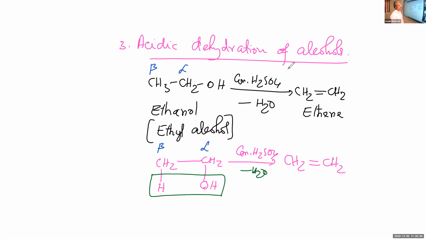Dehydrohalogenation of alkyl halides or dehydration of alcohols. These two are examples of the beta elimination reaction. Okay. Now let us see the properties of alkanes.